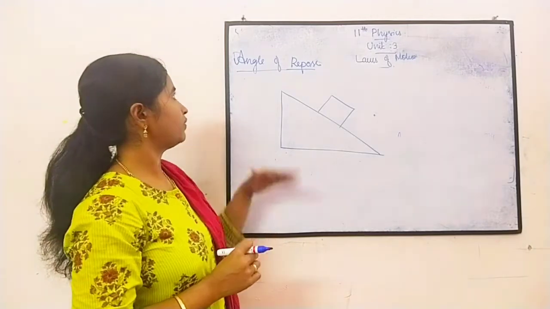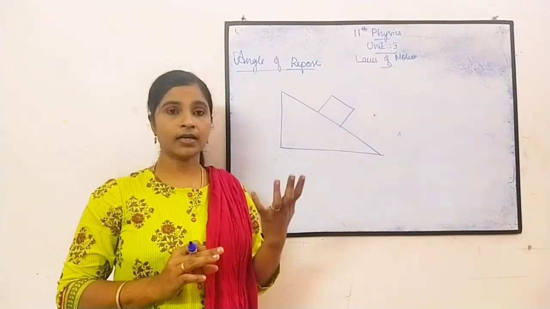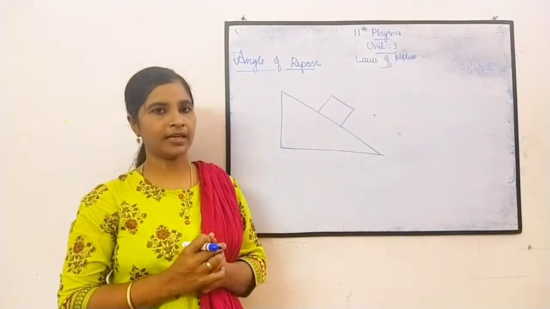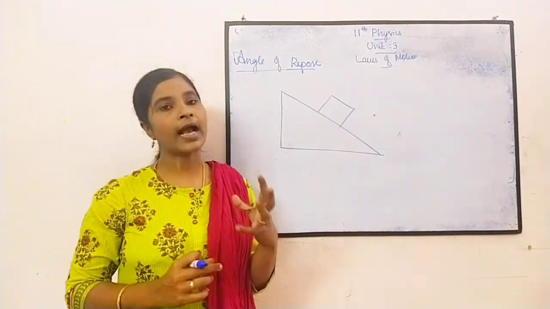In the previous video we discussed angle of friction. What is angle of friction? It is the angle between the normal and the resultant of the normal and the maximum static friction. Here we are going to discuss angle of repose.